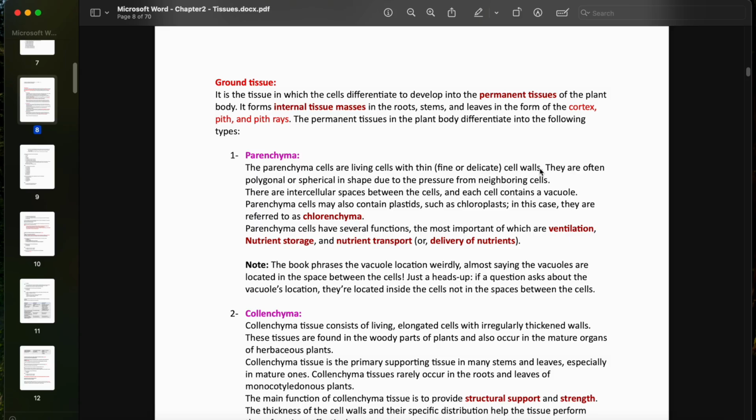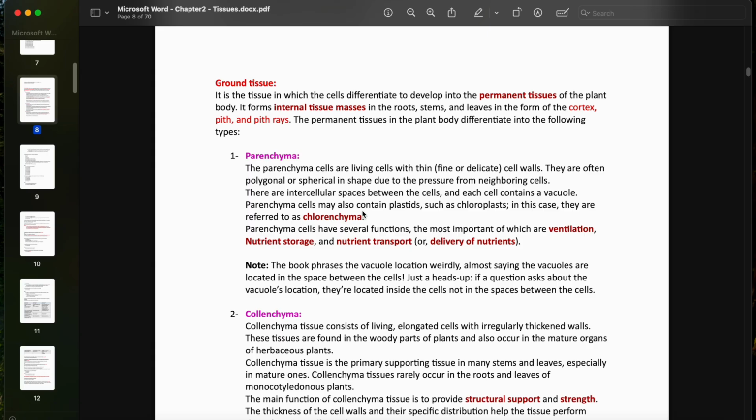Now here we actually have a question. They will tell you, justify that the parenchyma cells are often polygonal or spherical in shape. This is an actual justification question that we had before. And the answer is that it is due to the pressure from the neighboring cells. There are intercellular spaces between the cells, and each cell contains a vacuole.